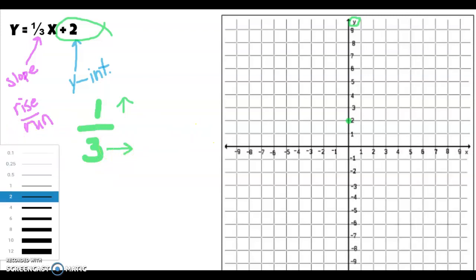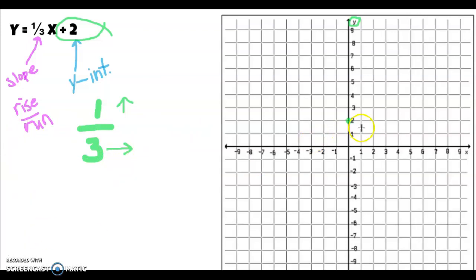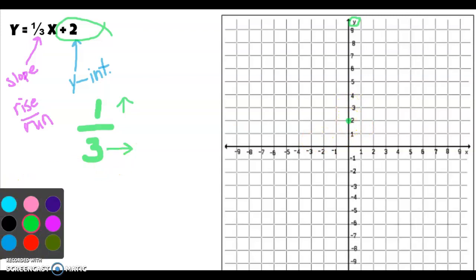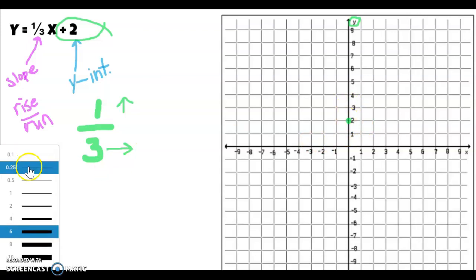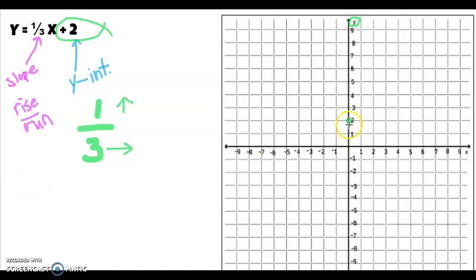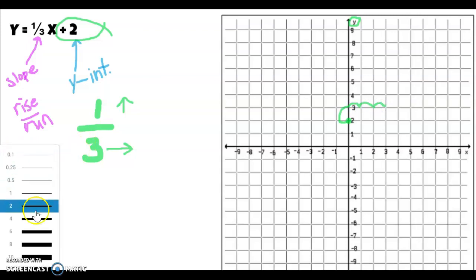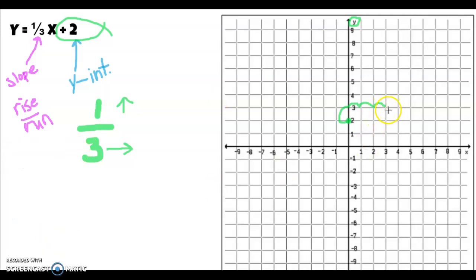So I'm going to go ahead and enlarge my points. There we go. And I'm going to go up 1. Let me just do this smaller so you can see it first before I put the point in. I'm going to go up 1 and over 3. 1, 2, 3. Remember, I'm going to the right, and I'm going up because it's positive. And I put my next point there.